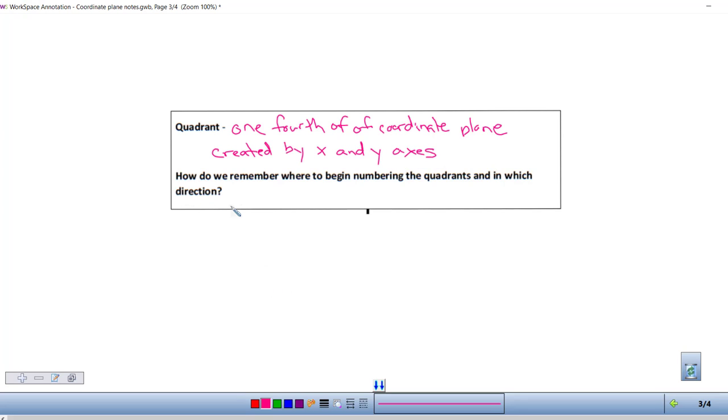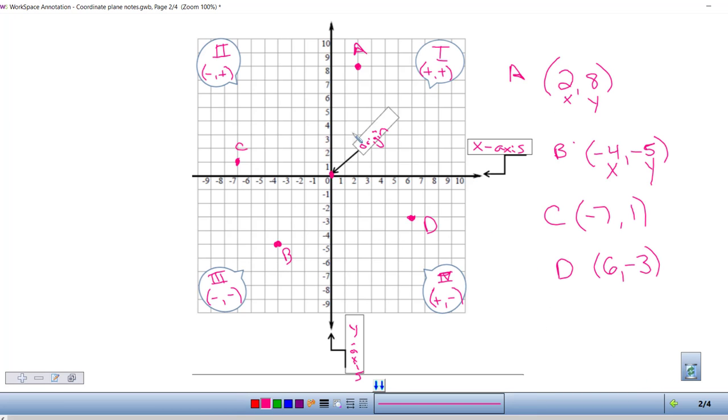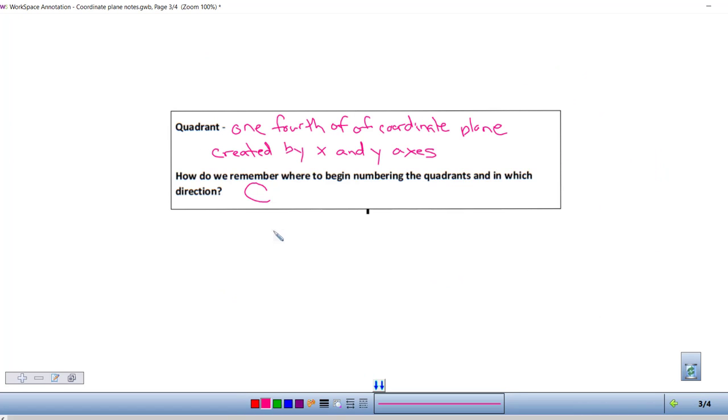And how do we remember where to begin numbering the quadrants and in what direction? The quadrants make the letter C. So if I go back and I look here, I start in quadrant 1, 2, 3, 4, it makes a big C. So if you want to think, it makes a C for coordinate plane to help you remember that it makes a C. That tells you where to start and which order to go.